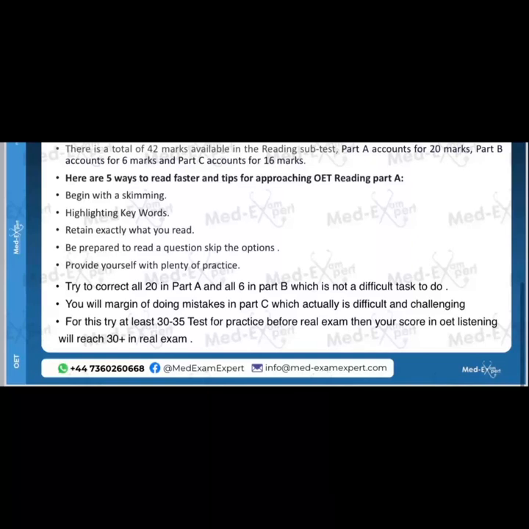So highlighting keywords, retain exactly what you read. Be prepared to read a question and skip the options. What you have to do is just read the question first.